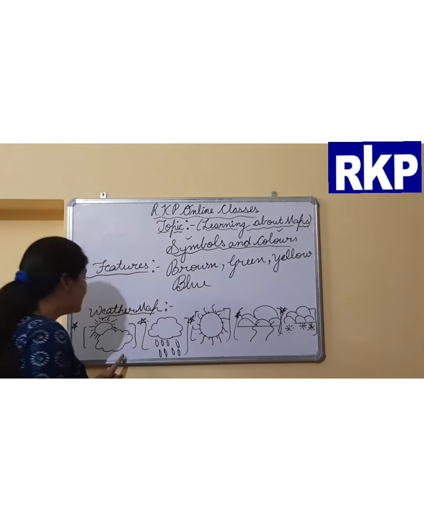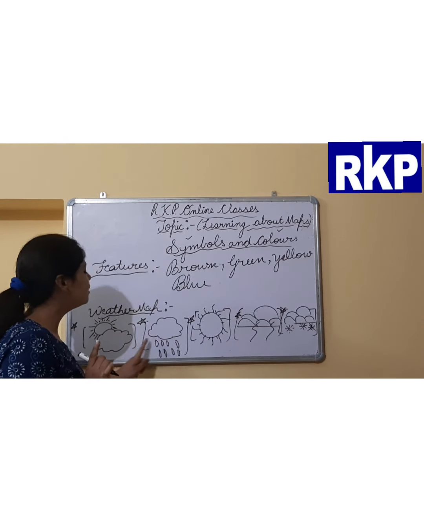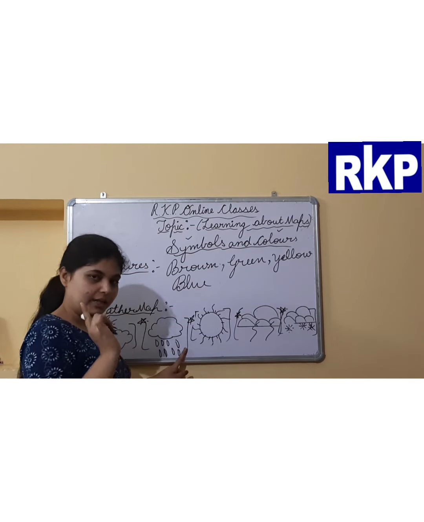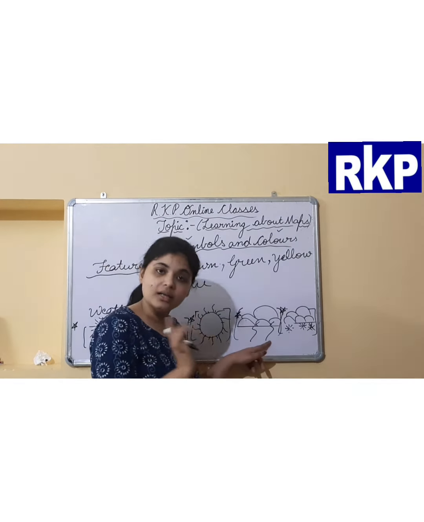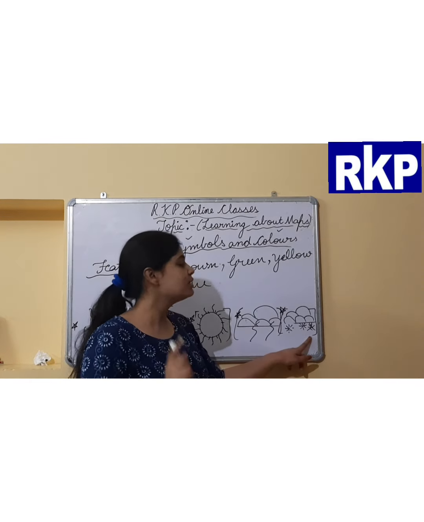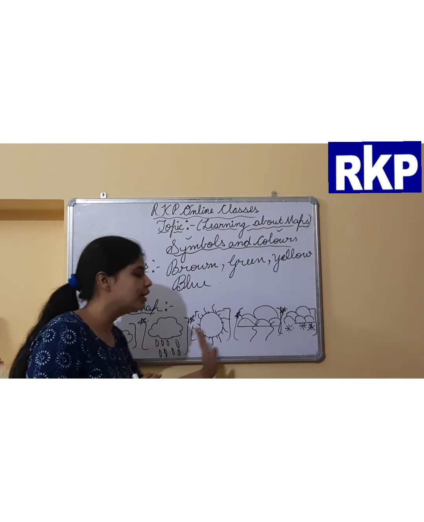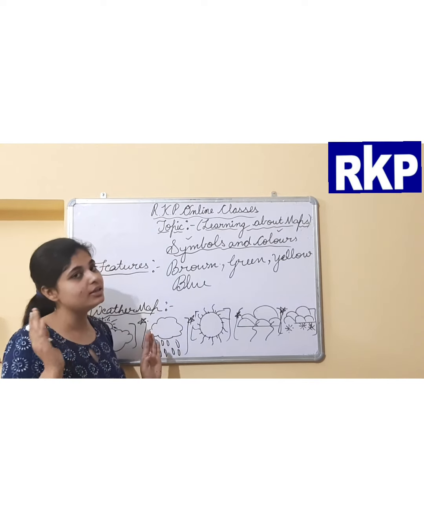Again I am repeating. This means partly cloudy weather. This shows sunny weather. This shows rainy weather. This shows thunder weather. And this shows snowfall weather. So on a weather map also the cartographer uses different symbols.